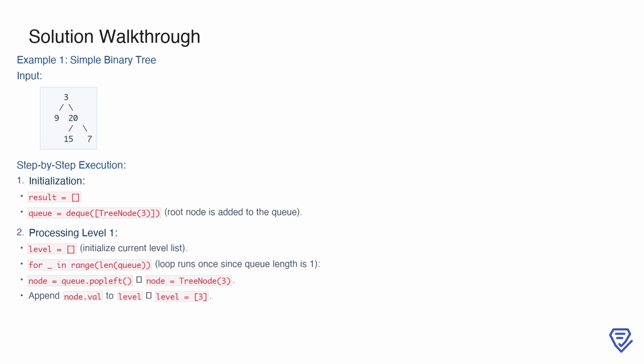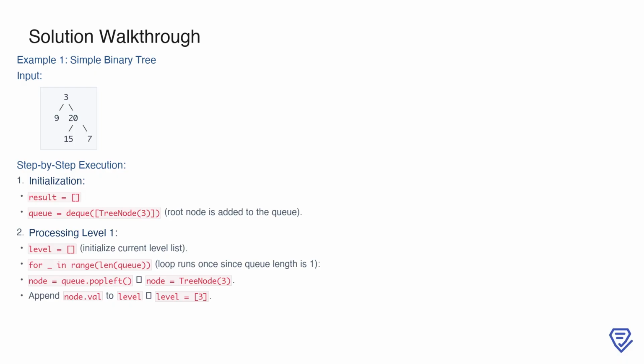Let's start with the first example, a simple binary tree. The input tree has a root node with the value 3, which has two children, 9 on the left and 20 on the right. Node 20 further has two children, 15 and 7. To perform a level order traversal, we first initialize an empty list called result to store the final output and a queue to help us process each level of the tree. The root node, which is TreeNode with value 3, is added to the queue.